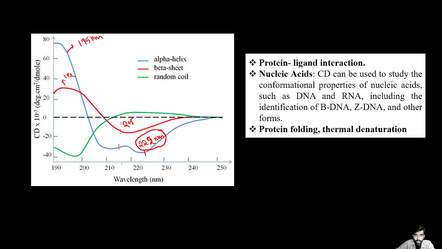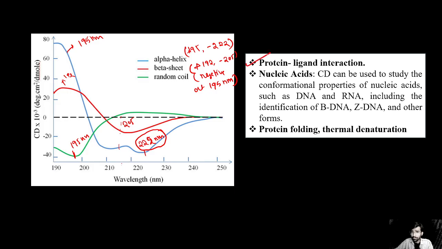For random coil, near about 195 nanometer, it's showing negative at 195 nanometer. For beta sheet you should understand positive at 192 and negative at 205. For alpha helix positive 195 and negative peak at 222. So through that you can exactly separate alpha helix, beta pleated sheet and random coil.